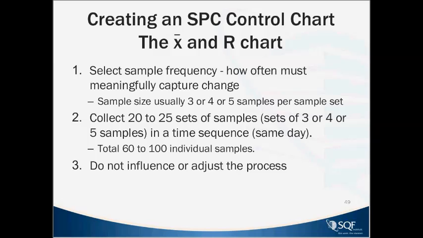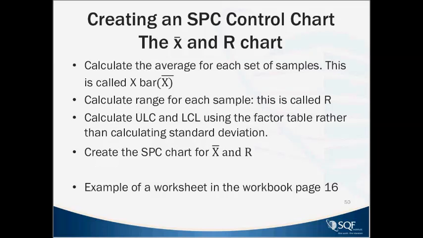As you're collecting the samples, you don't want to adjust the process. You want to be able to get and see the amount of change that you're getting in that process. Then you can use the results of that data to create the control charts or the control limits that you would use on an ongoing basis. And you can create your X bar and R chart.